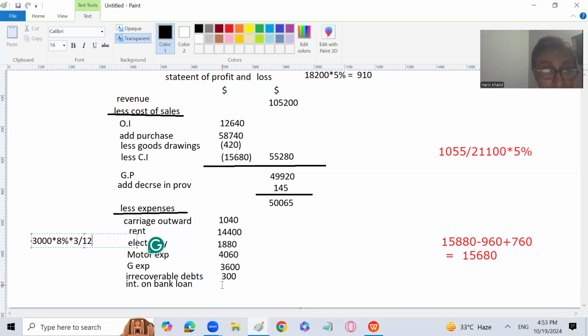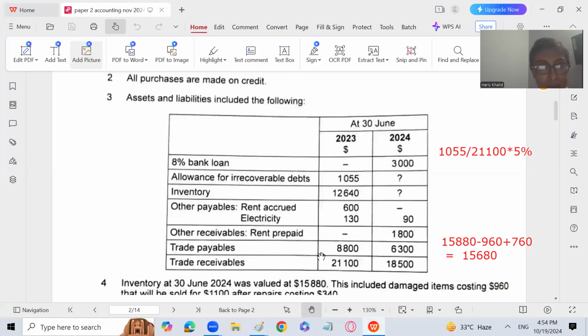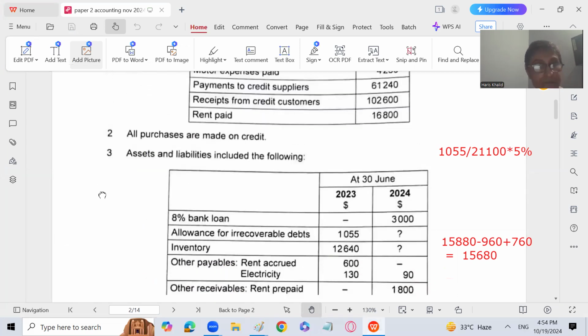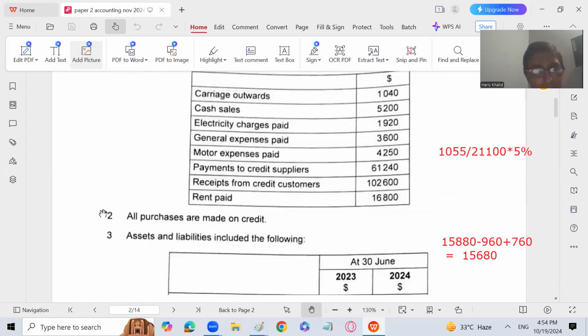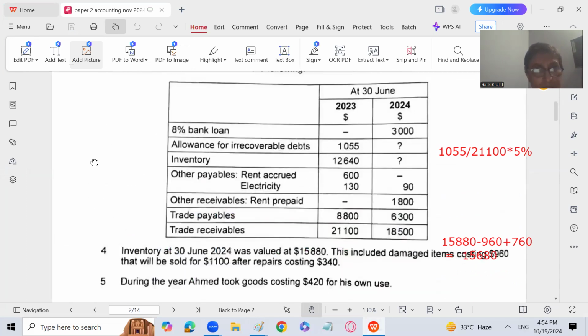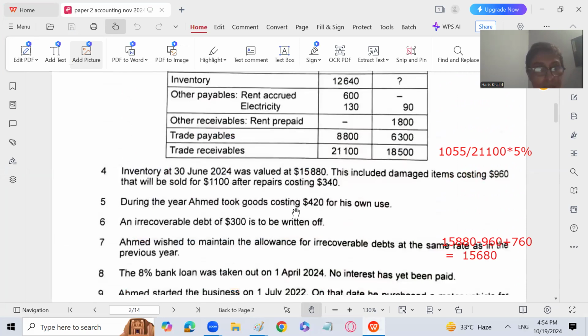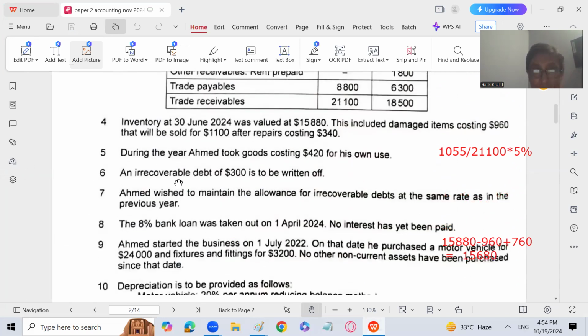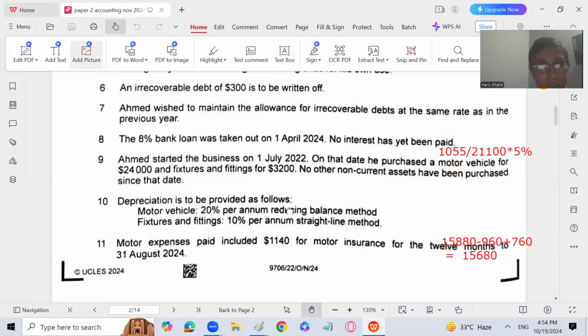I was not having the space for the calculation, that's why I have written it a little bit aside. Okay, next, move on. Everything we have written, all the expenses, we just check it out. We have calculated the inventory part also. Drawings, purchases, we have subtracted, bad debts we have recorded. Decrease in provision we have recorded already. Yeah, we have calculated already. 8% bank loan interest, we have not done the depreciation part, motor expenses already done.